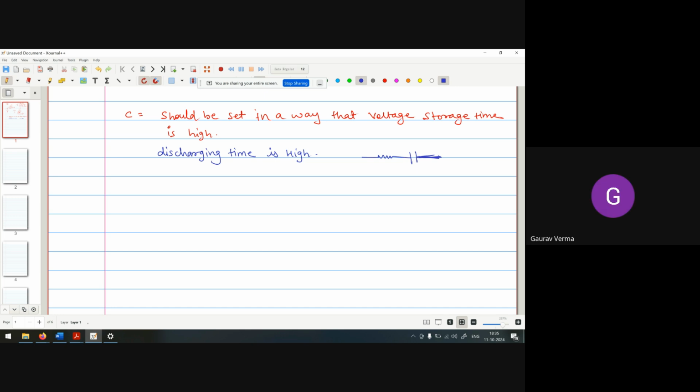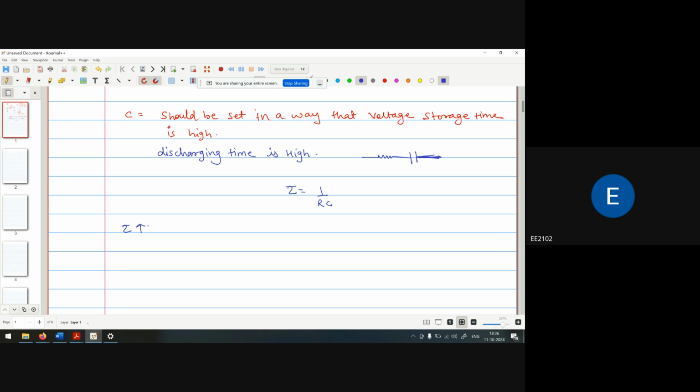What is the RC? 1 upon RC. So the time constant tau is equal to 1 by RC. In the particular RC circuit series combination, the time constant is 1 upon RC. Now, if this is the time constant, 1 upon RC, we have to set a high time constant.